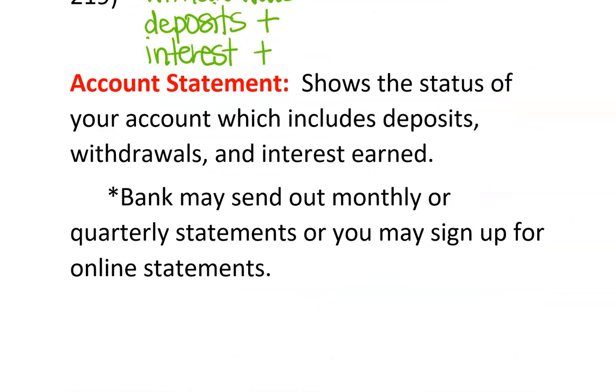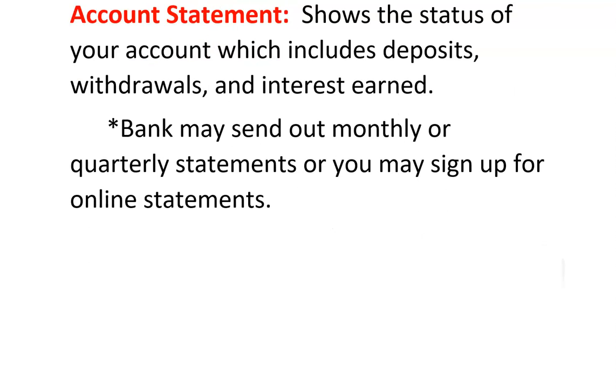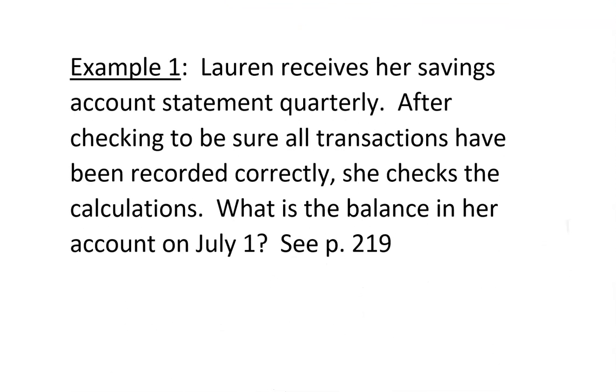The account statement shows the status of your account, includes deposits, withdrawals, and interest earned. The bank may send out monthly statements, but most of the time savings accounts are quarterly. You could also sign up for your statements to show up online as well.